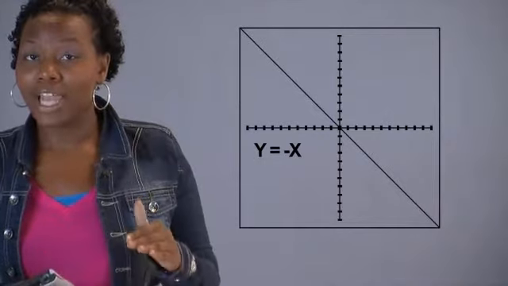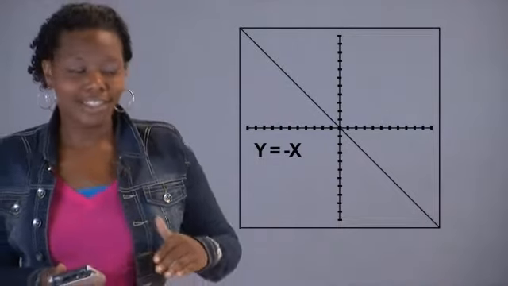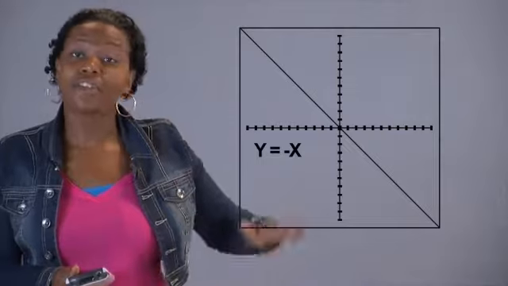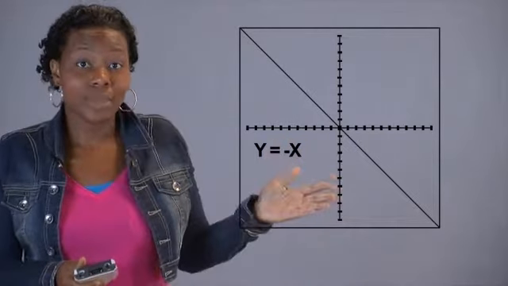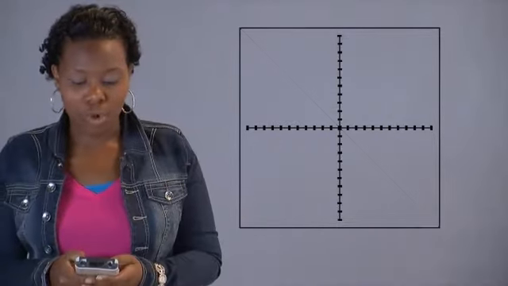Notice when I typed in y equals negative x, my line is actually going downward instead of upward. Okay? We talked about that in the table. Let's do the same for the quadratic.